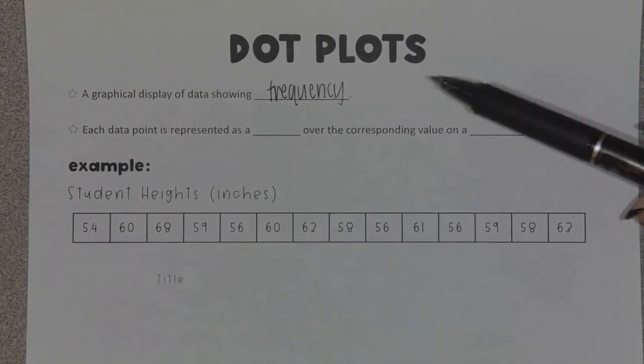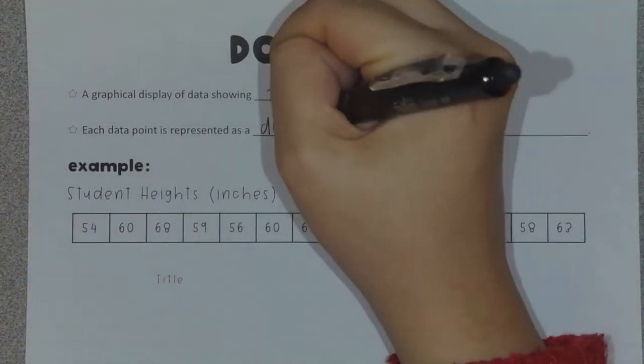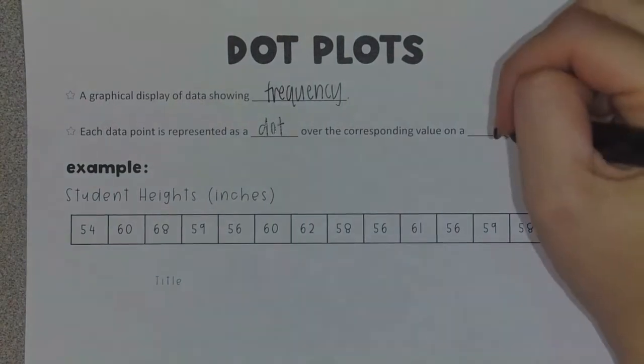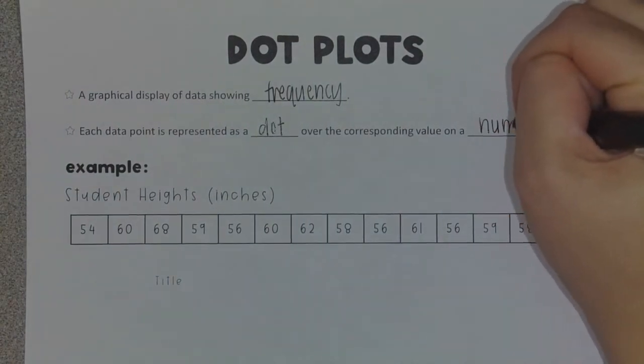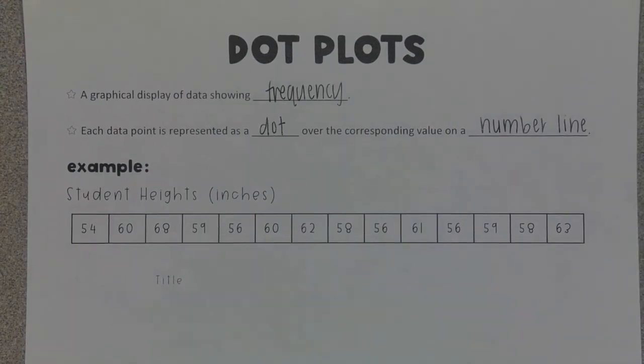So on a dot plot, it gets its name because each data point is represented as a dot over the corresponding value on a number line. So you guys have used number lines plenty of times in math before. Now we're just going to add dots on the top of them to show frequency.